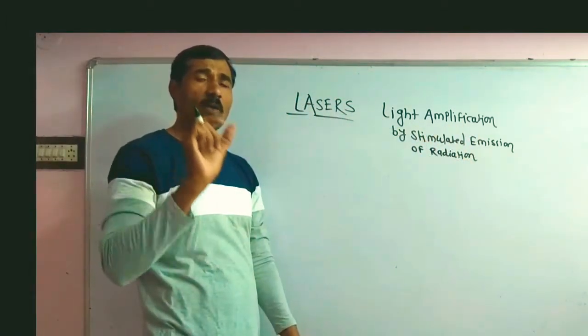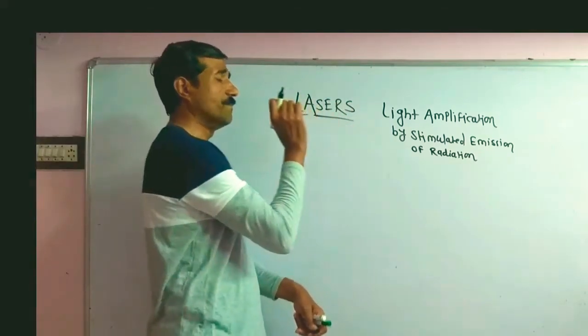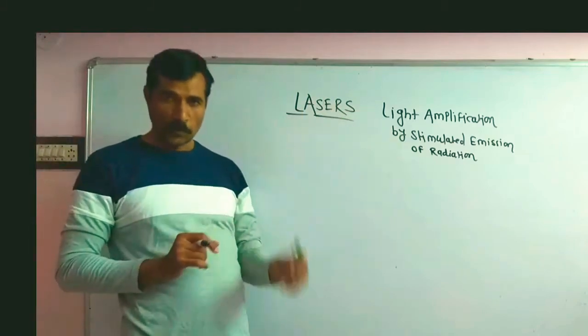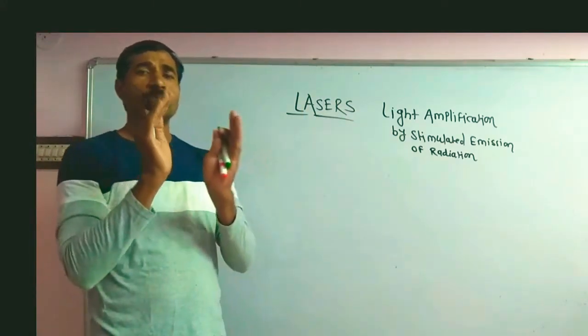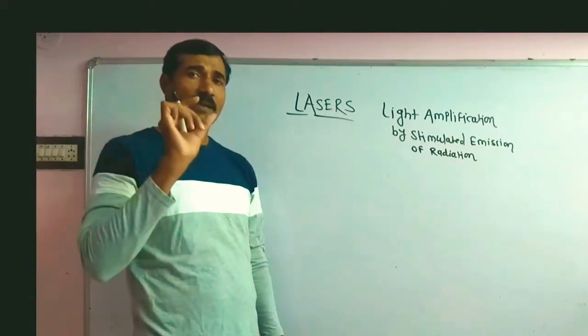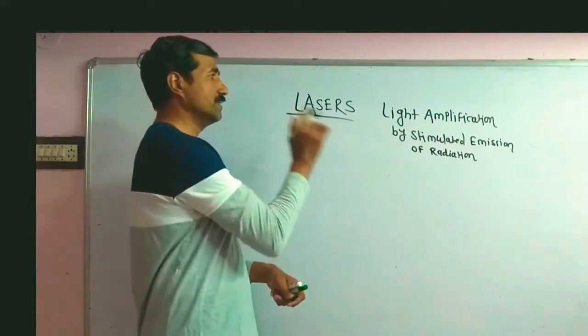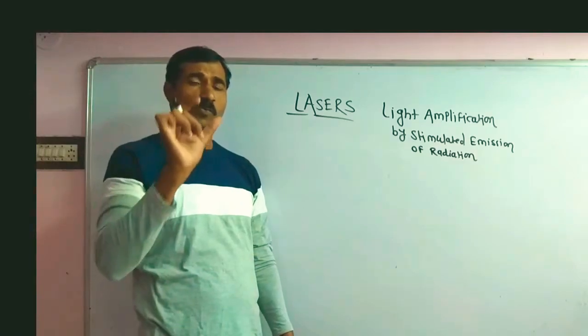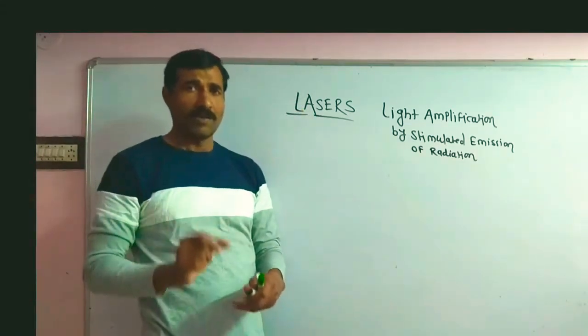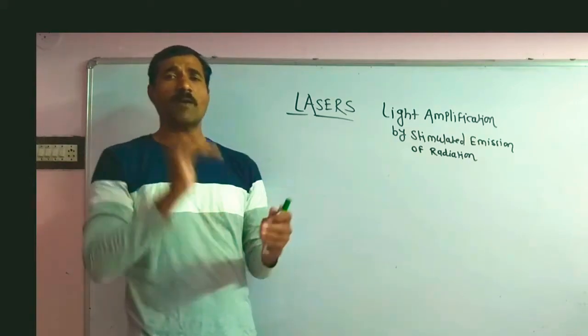Laser is the outgrowth of maser. Maser amplifies the microwaves. We know the uses of maser. The first successful maser was the ammonia maser, and the first successful laser was the ruby laser. Okay, so how does this laser work? What is the principle of laser?